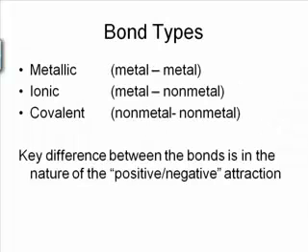There are 3 bond types we're going to discuss. Metallic, which is a metal bonded to a metal. Ionic, which is metal bonded to a nonmetal, and covalent, which is nonmetal bonded to nonmetal. And in this discussion, we're going to deal with the rule of thumb, if you will.